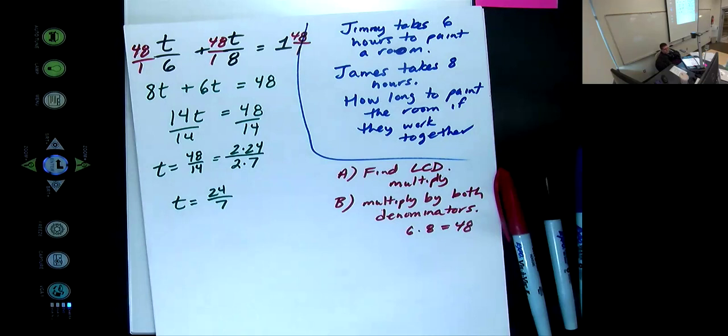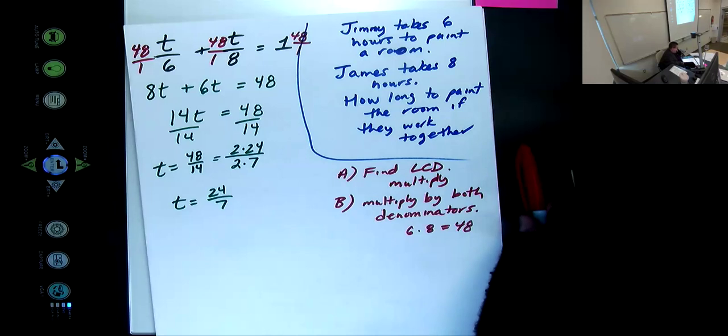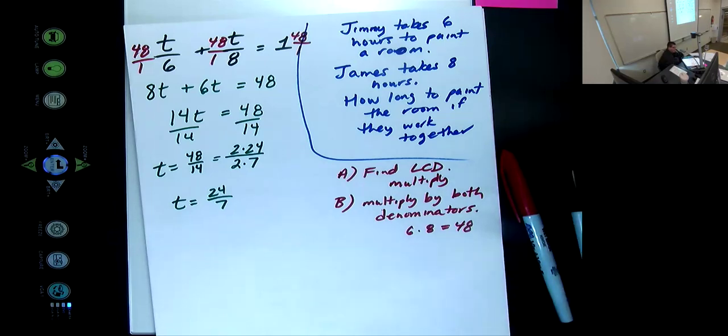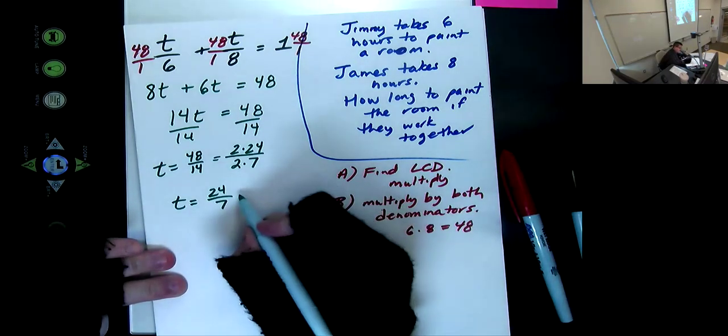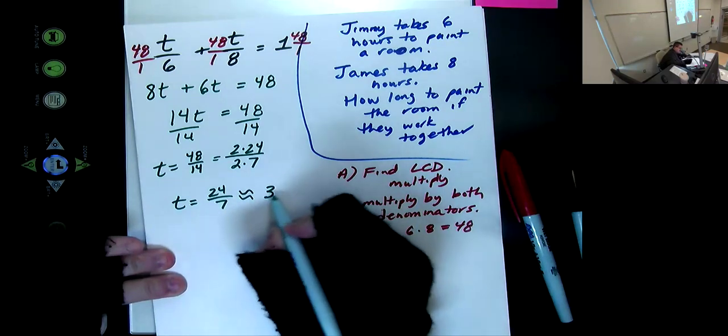Now, if I were to do the word problem here, having a fraction answer is not helpful. This is the one circumstance where I say a calculator is better. Because does 24 over 7 hours mean anything to anyone in this room? No. But 24 divided by 7 is 3.43.